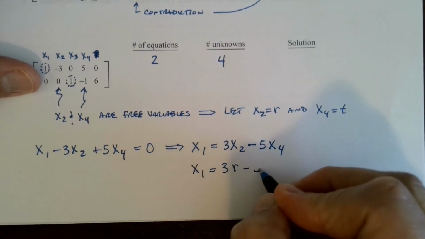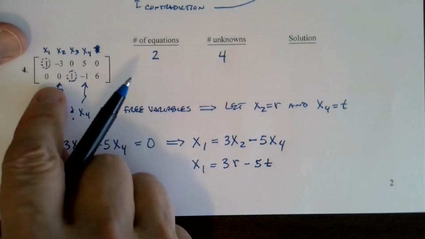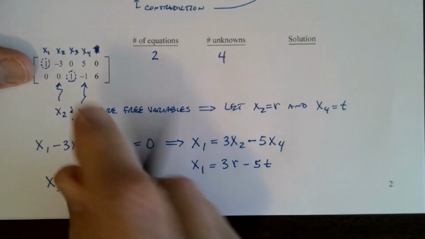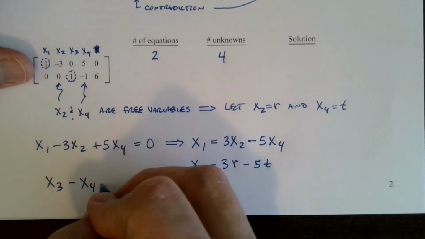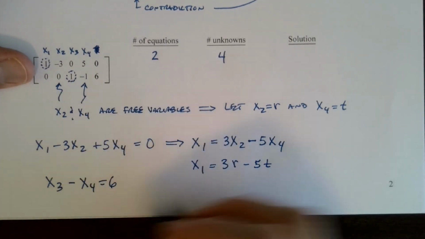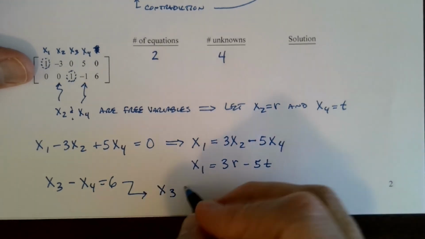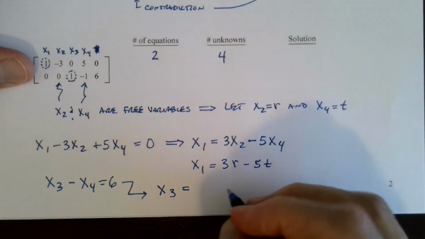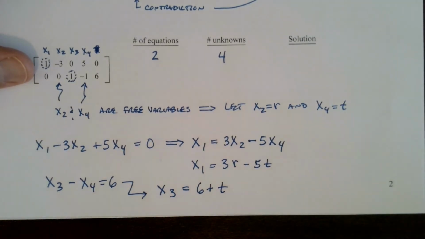3r minus 5t. The second equation says 0x of 1, 0x of 2 plus 1x of 3 minus 1x of 4, so minus x of 4, equaling 6, and therefore I can solve for x of 3, the fixed variable, by adding x of 4. So 6 plus x of 4, but x of 4 is t, so this becomes 6 plus t, or t plus 6.